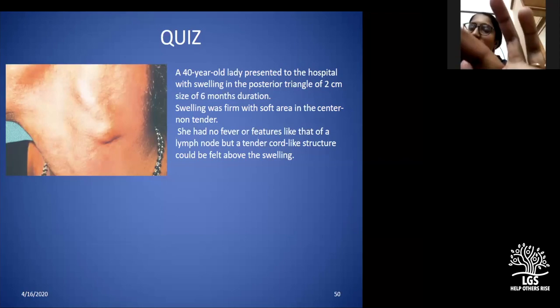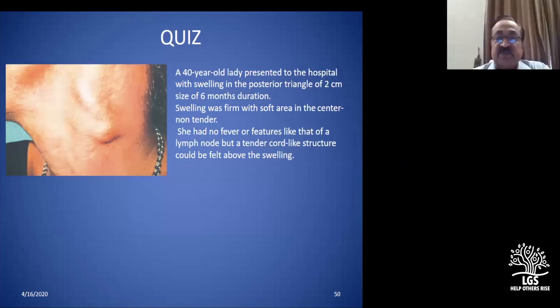This is one interesting case of a 40-year lady presented to the hospital with a swelling in the posterior triangle, about 2-3 centimeters. The center area was a little soft, almost like a lymph node, I thought. With a little bit of pressure, some soft area. Above, there was some structure palpable like a cord. And this is a swelling.